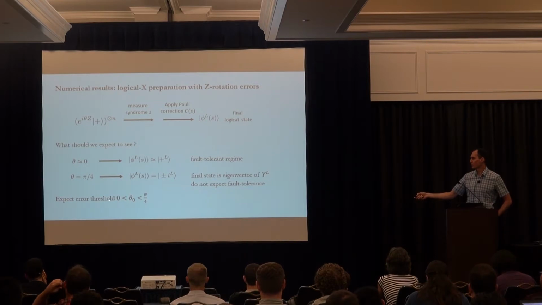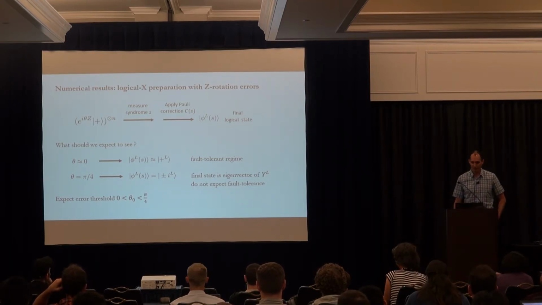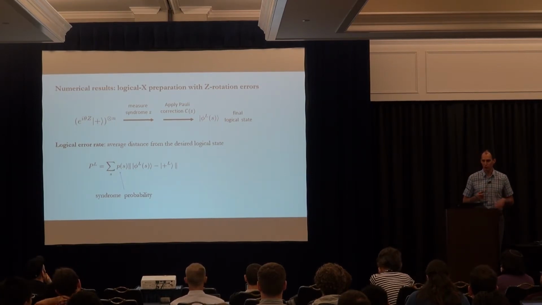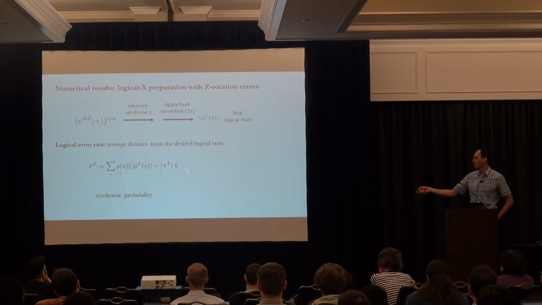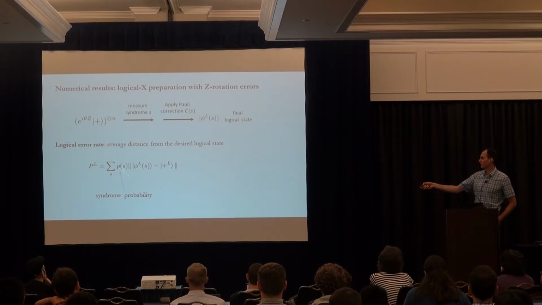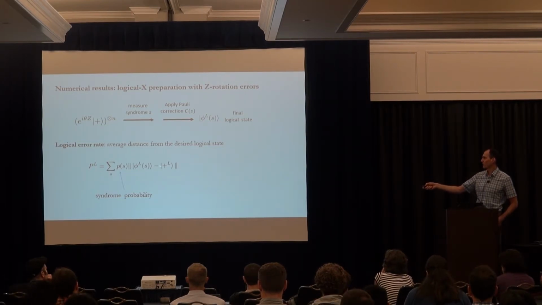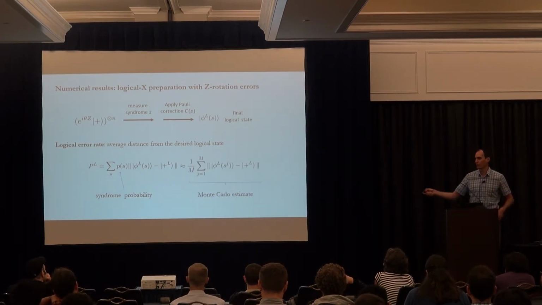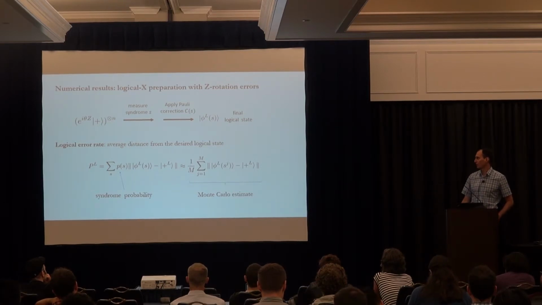So we expect that the error threshold lies somewhere between 0 and pi over 4. The quantity that we computed numerically is the logical error rate that I define by this formula. We just compute the distance between our final state and the desired logical state, and we average over syndromes. And in numerics, we compute this average by Monte Carlo.